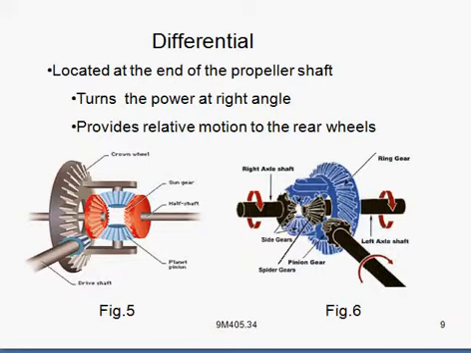And this is the differential. This differential is mounted on the two rear axles. It is used to convert the motion at a right angle. That means it turns the power coming from the engine at right angles so that the wheels will rotate, and it also provides the relative motion between the rear wheels. While negotiating a curve, the inner wheels must move with slower speed and the outer wheels with higher speed. This function can be achieved by using the differential.